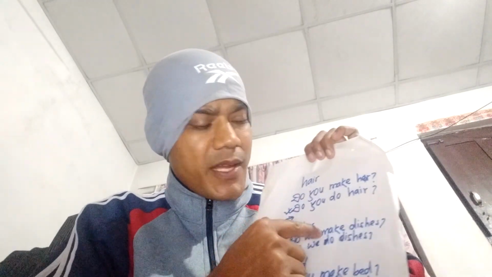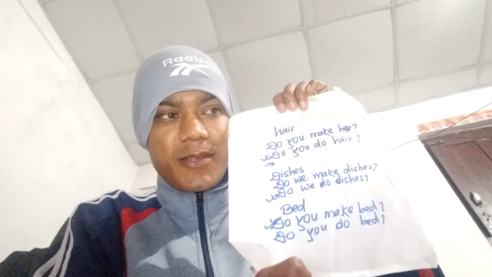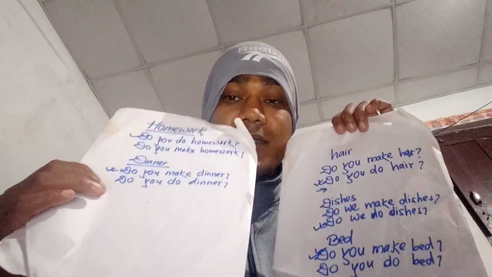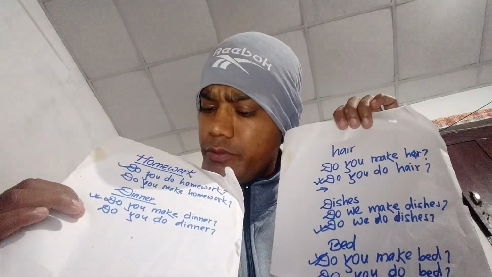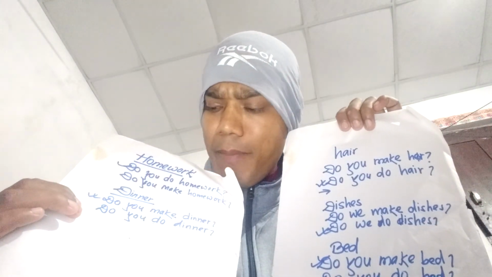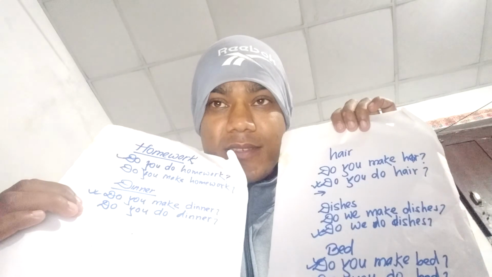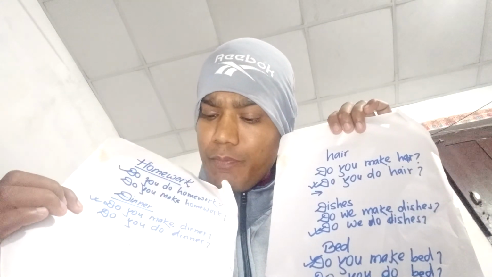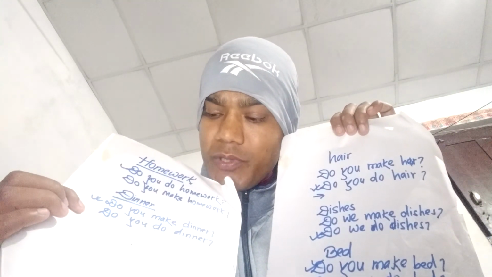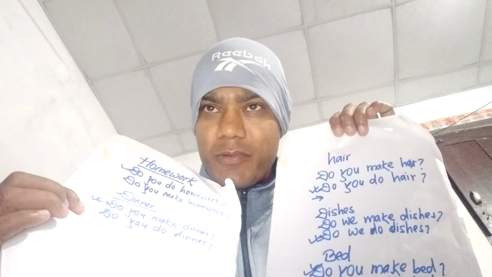Dishes. Do we make dishes or do we do dishes? We do dishes. Bed. Do you make bed or do you do bed? Do you make bed. So these are the sentences. Look at here carefully. Here I have mentioned some sentences too. Do you do homework or do you make homework? Do you do homework is the right one. And do you make dinner or do you do dinner? Do you make dinner is the right one.